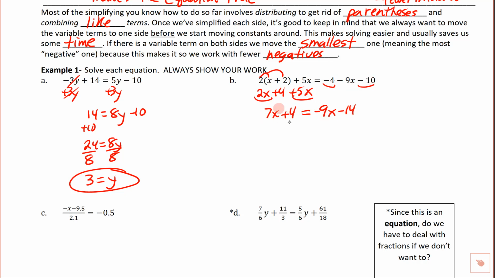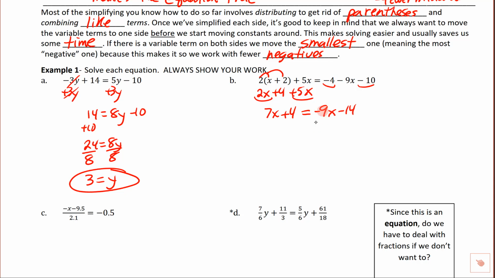I don't have any other like terms or parentheses to get rid of on either side, and now this is kind of a problem like I had over here. So I've got a 7x and I've got a -9x. Notice I'm not even talking about the 4 and the 14 yet. So this is the smallest one. It's the one that's furthest left on the number line. It's the one that's most negative.